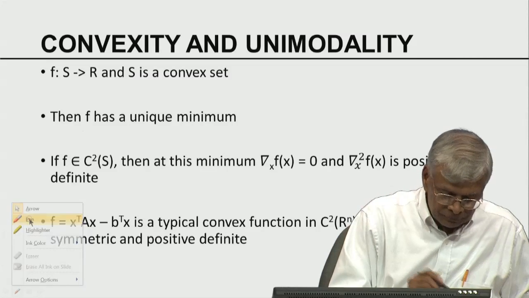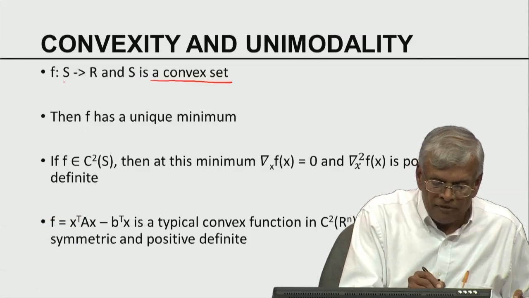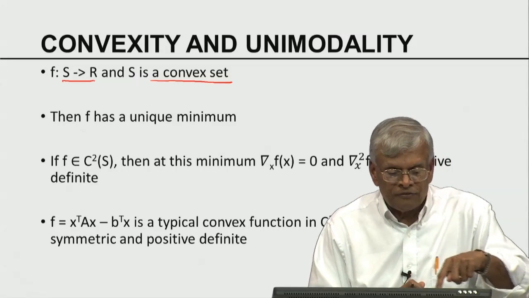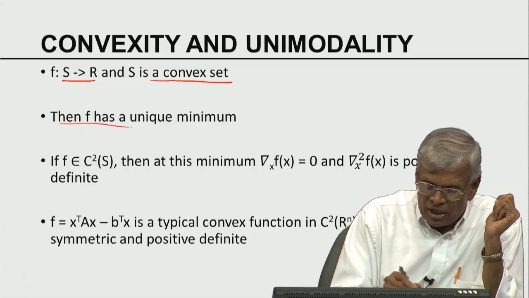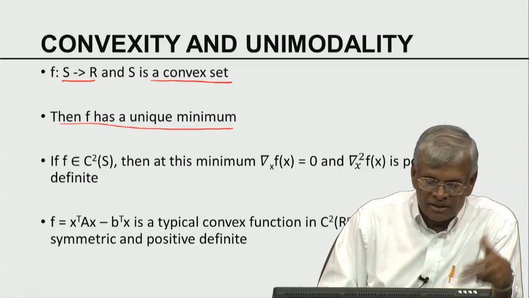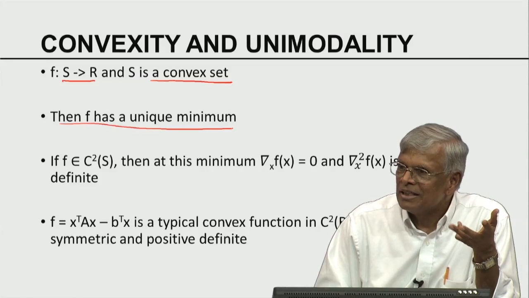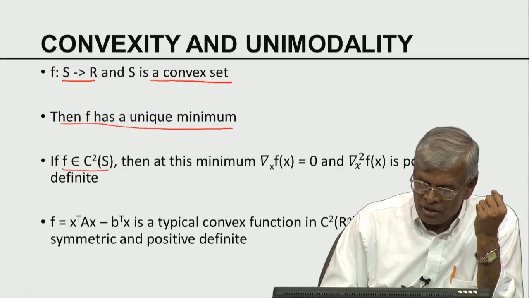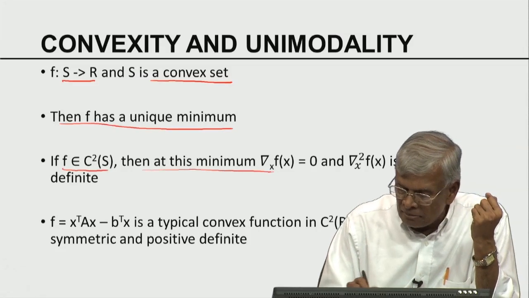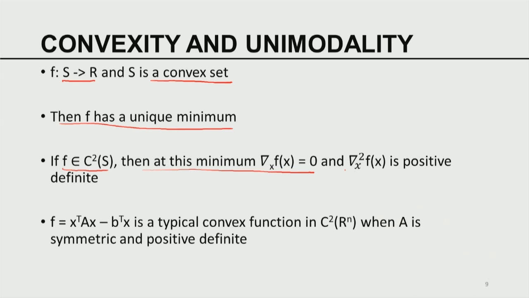Let S be a convex set. F is a function from S to R. So what does it mean? F is a real valued function defined over a convex set. Then F has a unique minimum. That's the theorem. I'm not going to prove this theorem. It's a theorem in convex analysis. If F is, on the other hand, in C2, then at the minimum, the first derivative is 0, and the second derivative is strictly positive definite. At the minimum, first derivative is 0 and second derivative is strictly positive definite means what? That point is the minimum.